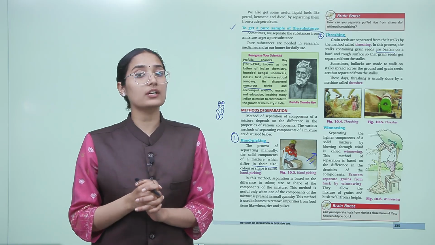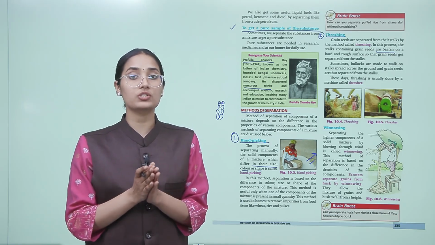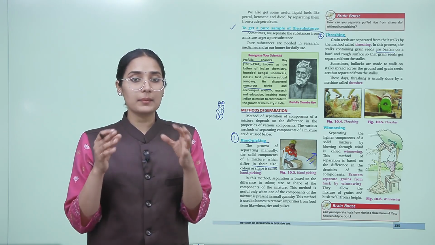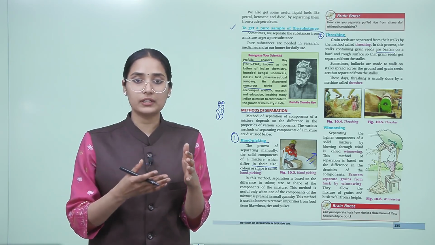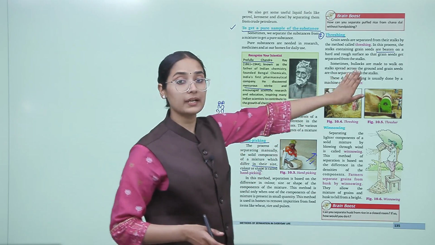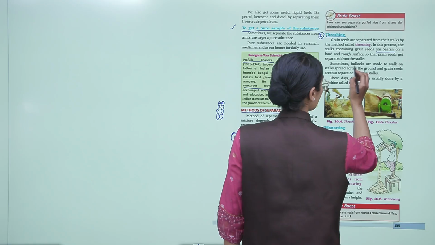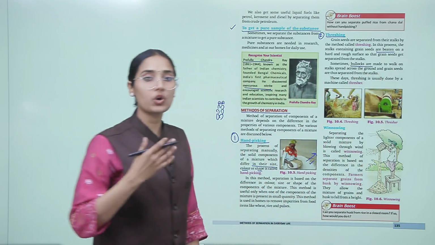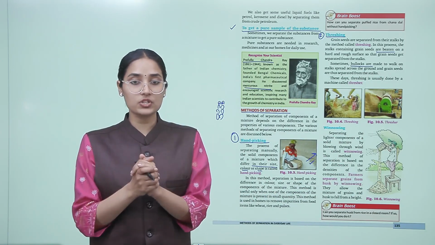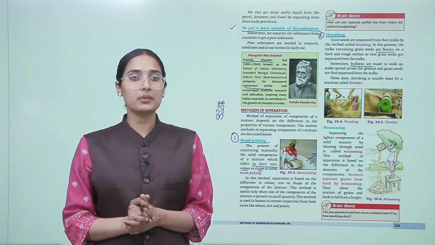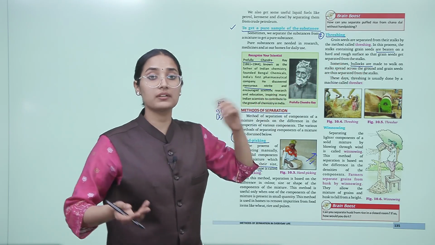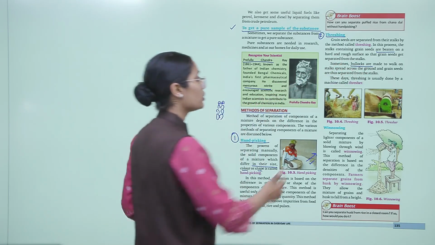Sometimes bullocks are also made to walk on stalks spread across the ground, and grain seeds are thus separated from the stalks. See what is happening here: you are applying pressure on it so that the grain and the stalk get separated. Sometimes this pressure is applied by making bullocks walk on it, right? This makes the grain and the stalk separate from each other. These days threshing is usually done by a machine called a thresher. Earlier it was done by humans, but nowadays it is done using a machine known as a thresher.